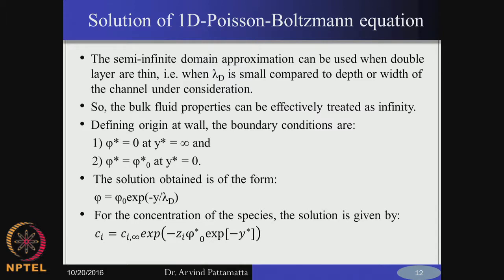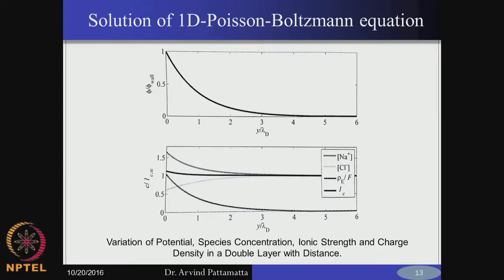So, now you know exactly the nature of the electrostatic potential, how it varies with y. It is an exponential decay. If you plot this function phi by phi wall, normalized with the value of phi at the wall so that it fits between 0 and 1, as a function of y over lambda d, y star, you see the exponential variation very clearly. For large values of y by lambda d, the value of phi goes to 0. So, this is basically your excess potential variation.